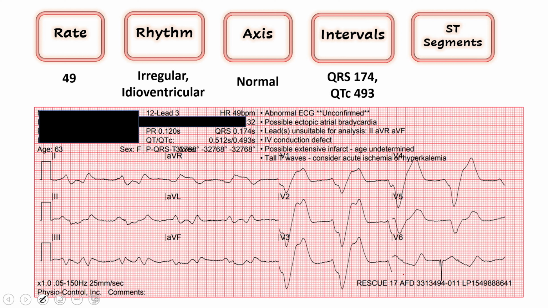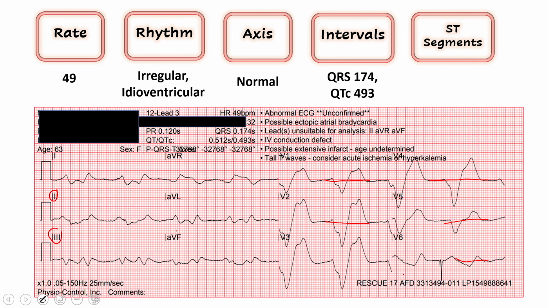As we move on to finish out our interpretation, we're looking at our ST segments. And it is, again, pretty difficult to interpret because we don't have our normal P waves. It's hard to find a baseline. You could think, and I don't think you'd be wrong, that maybe there's a little ST elevation in these precordial leads. But I see a baseline there.